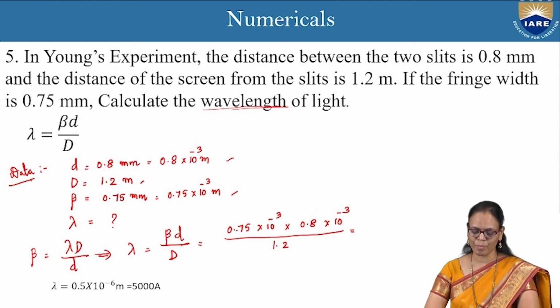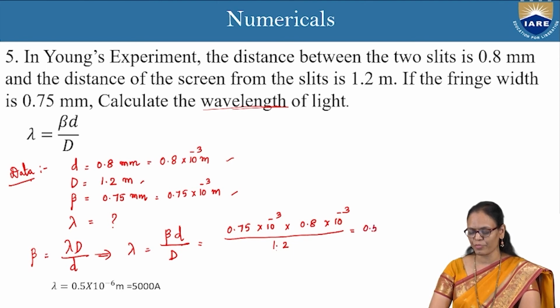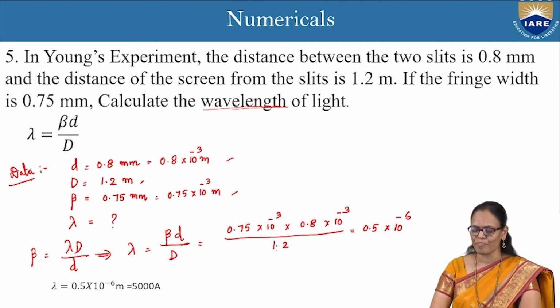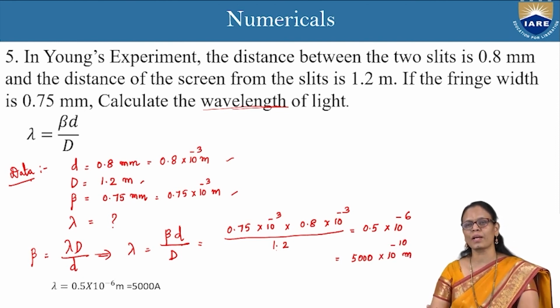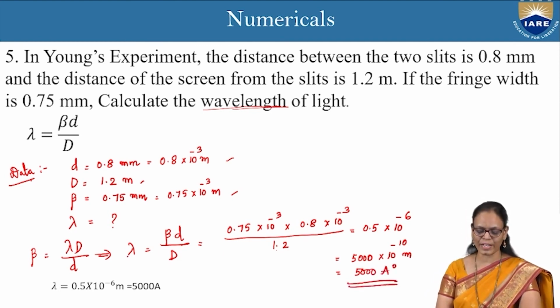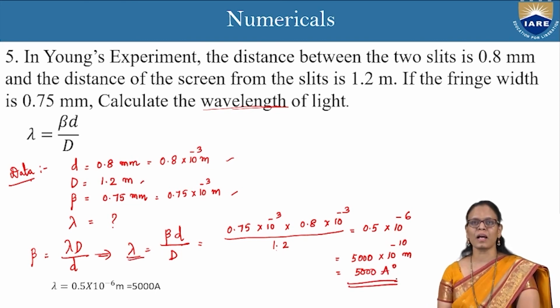So when you simplify 0.75 into 0.8 upon 1.2, you get 0.5 into 10 power minus 6. So here you have minus 3 and minus 3, so this is minus 6. Now I will shift this decimal by 4 places. So I can write it as 5, 1, 2, 3, 10 power minus 10 meter. And 10 power minus 10 meter is 1 angstrom, because generally we express the wavelength in angstroms. So it is 5000 angstrom. So the wavelength of light that we are using here is 5000 angstrom.